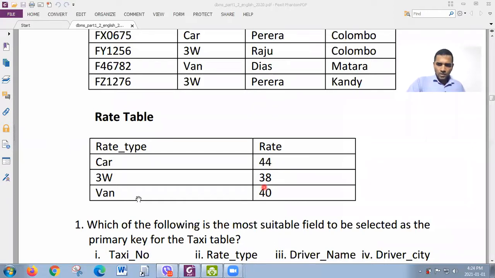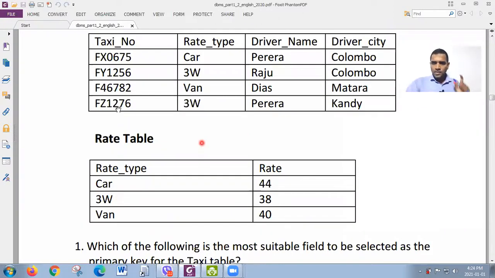Even sometimes, now for van, it's 40. So there may be a sudden increment. And sometimes van also takes 44 rupees. That is possible. Car has 44 rupees. At the same time, van also has 44 rupees. That is possible, right? So remember, rate cannot be. But here it seems to be unique because we have only three data, okay? So these are two primary keys. In taxi table, taxi number. In rate table, rate underscore type.